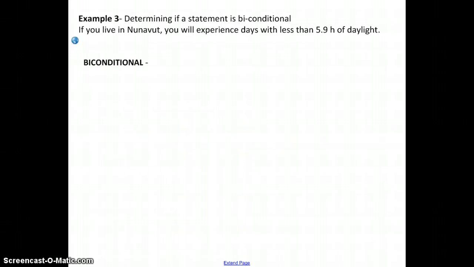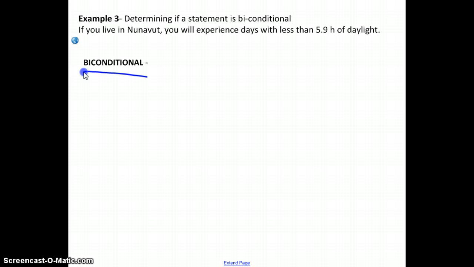So then we have biconditional statements. What does it mean if something's biconditional? Pardon? Good. Both the statement and the converse are true. So for example, the statement here would be if you live in Nunavut, you'll experience days with less than 9.5 hours of daylight. That is true. The converse, if you have less than 5.9 hours of daylight, you live in Nunavut, is not true because you could, counterexample, live in Alaska or in jail.